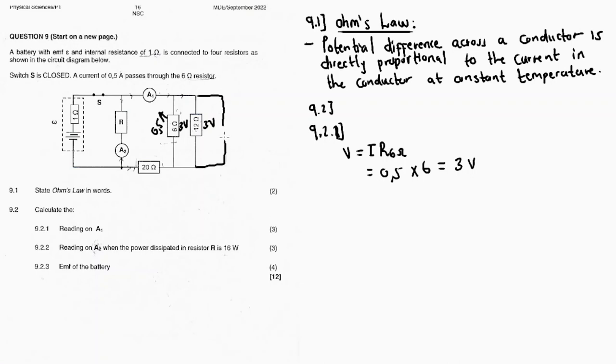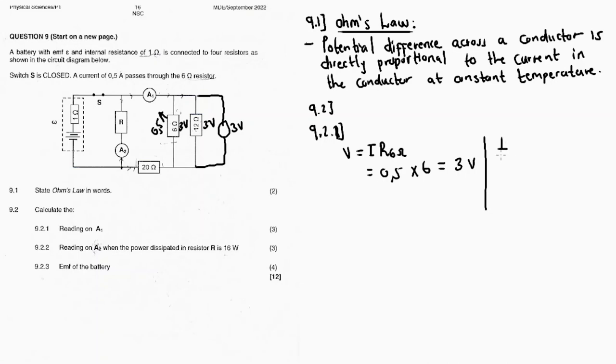So the potential difference here is also 3 volts, right? In order to calculate A1, which is common for the parallel connection as well as the 20 ohm resistor, if I can find the total resistance for this parallel connection and the voltage, I can calculate the current, which is equivalent to A1. So let's calculate the total resistance for the parallel connection.